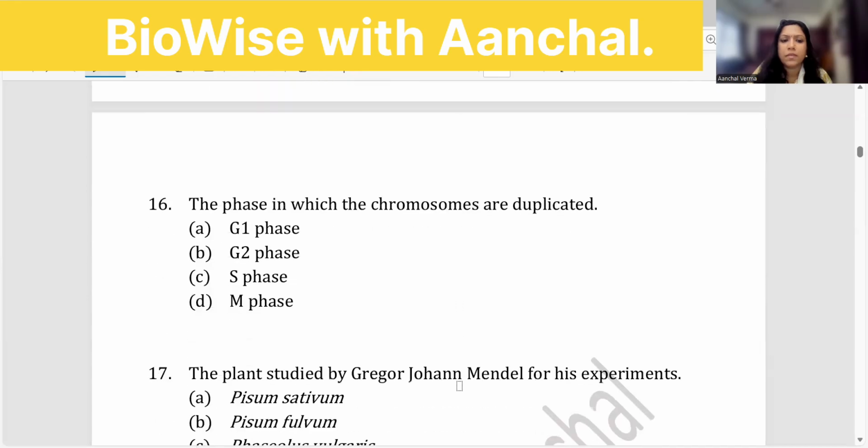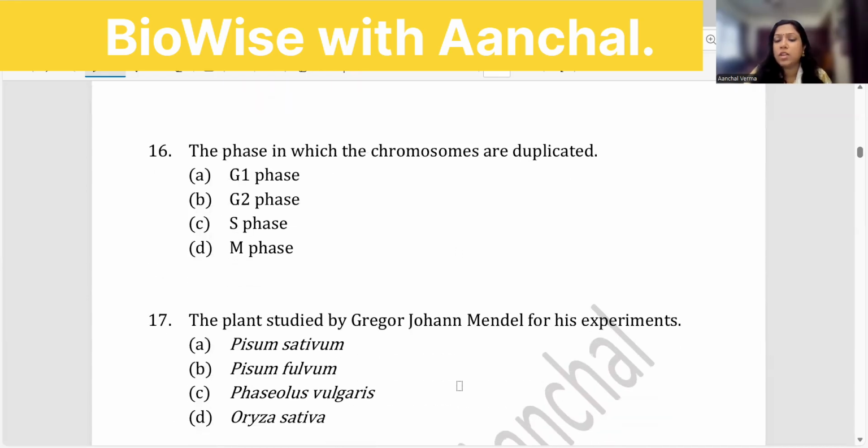Next one, the phase in which the chromosomes are duplicated. That is, synthesis of the DNA happens. That is, doubling of the DNA happens. So what is the synthesis phase? That is S phase. Okay, you remember the cell cycle, right?